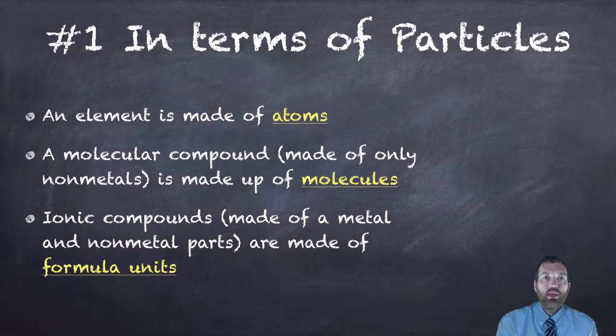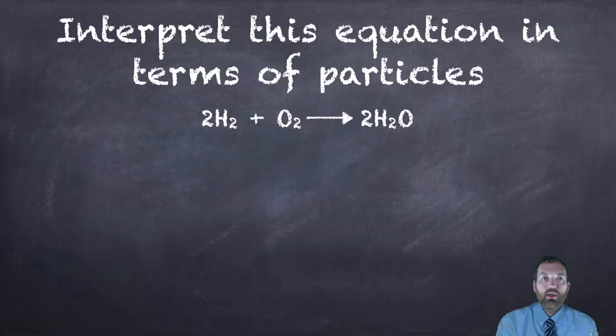So if we're interpreting a chemical equation in terms of particles, we need to really slow ourselves down and stop and think, is this an element? Then it's made up of atoms. If it's a metal bonded to a nonmetal, then it's made up of formula units. If it's nonmetals bonded to nonmetals, then it's made up of molecules. So let me show you what I'm talking about. Let's interpret this equation in terms of particles.